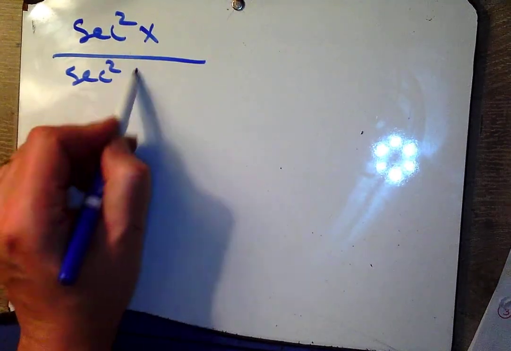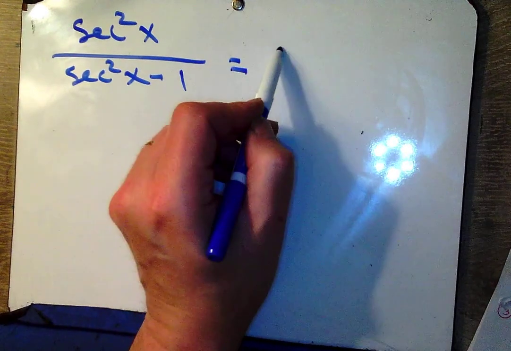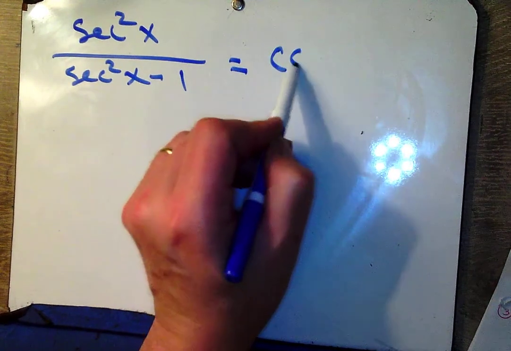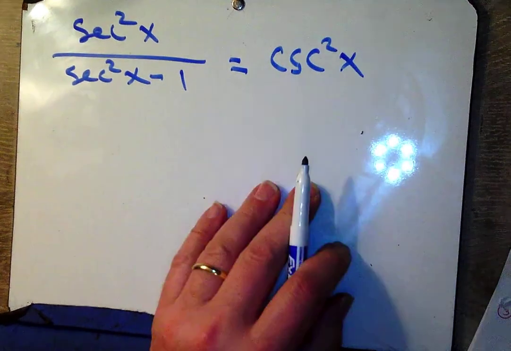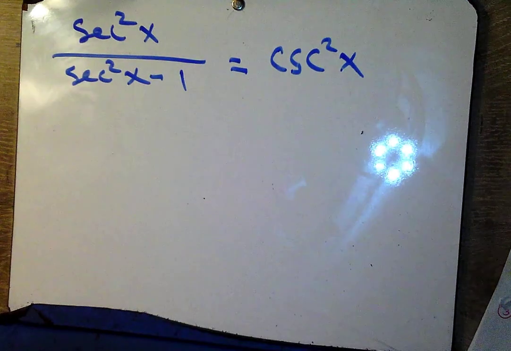We'd like one of them comfortably, please. How about this one? Secant squared x over secant squared x minus 1. And that's supposed to be cosecant squared x. All right, I'd like to see that, please.